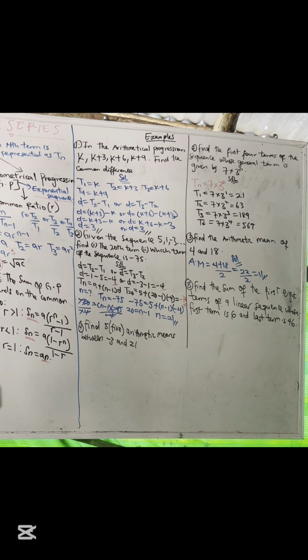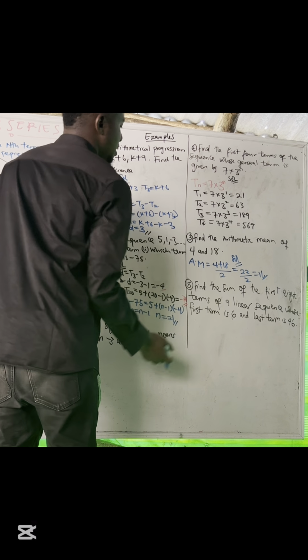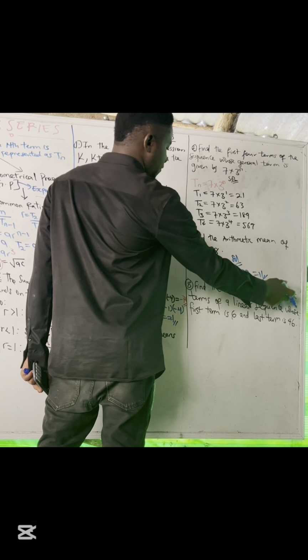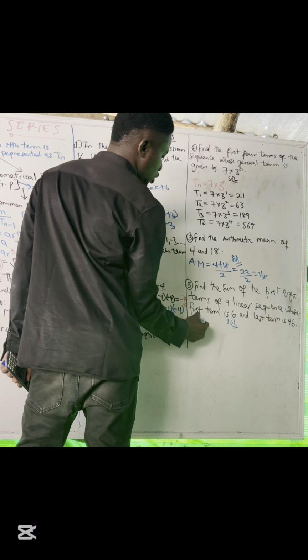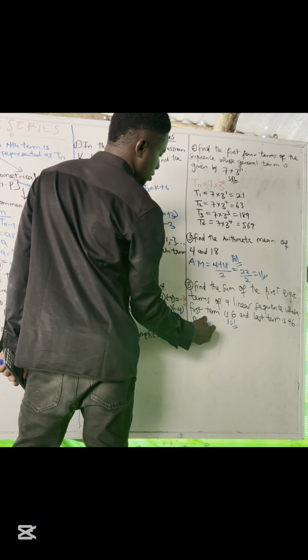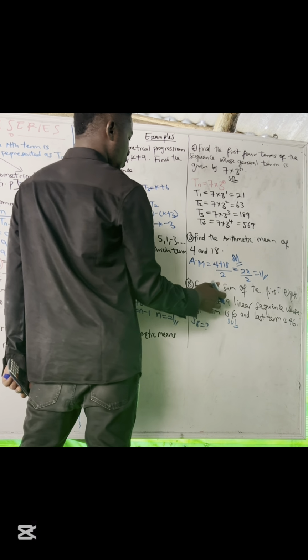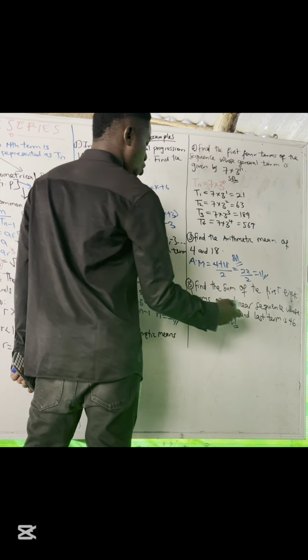So the next question we have here is this. They said find the sum of the first 8 terms. That simply means, write the solution. We are looking for the sum of the first 8 terms, S8, of a linear sequence, that is AP. Whose first term?